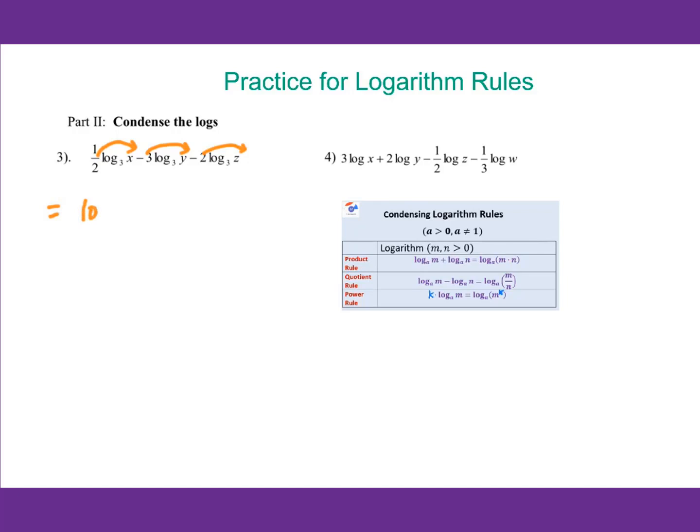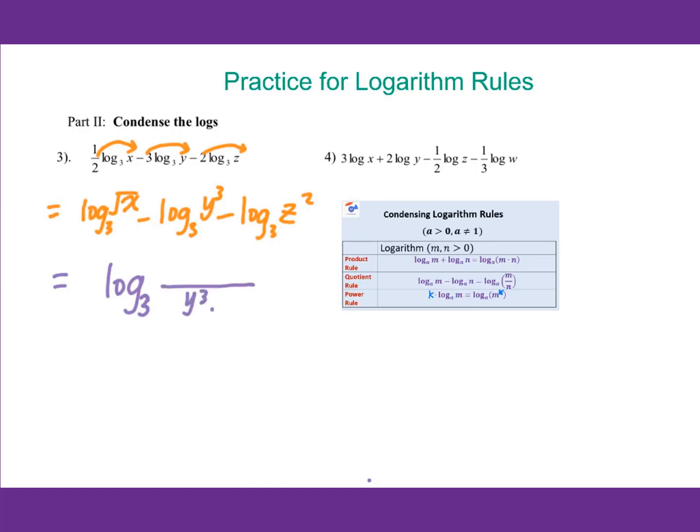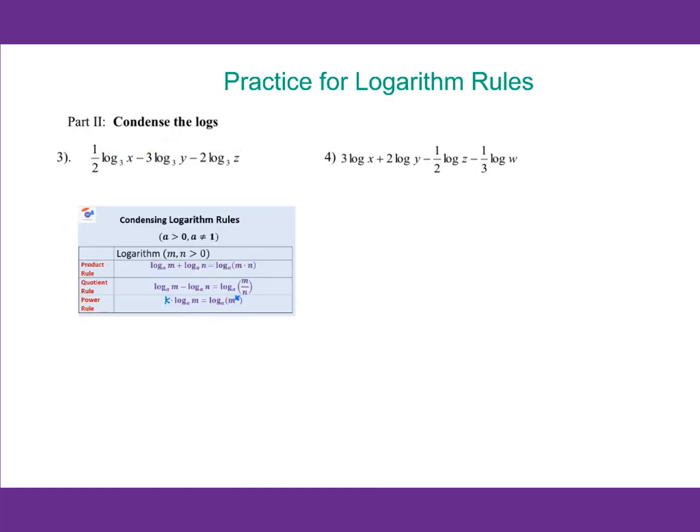So we got log base 3 of square root of x minus log base 3 of y to the 3rd power minus log base 3 of z squared. Now we're condensing the log. Subtraction means division of the argument. Therefore, y to the 3rd power times z squared go to the denominator. Square root of x goes to the numerator. That's all.